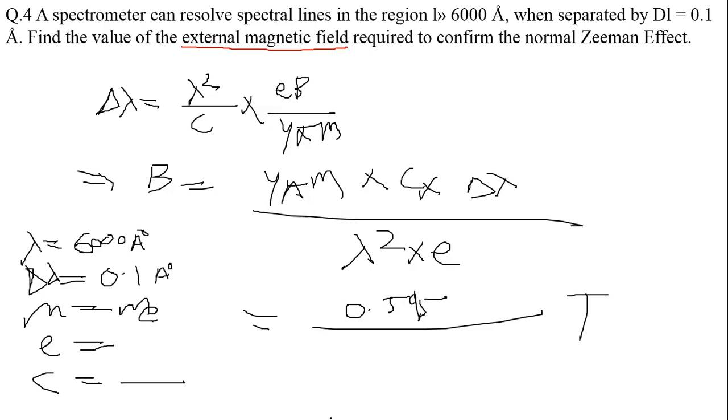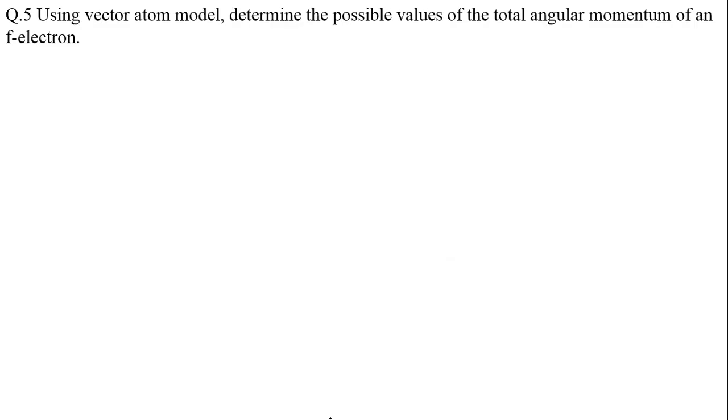0.595 Tesla. Like in the previous question, we had 0.2 Tesla and the splitting was 0.025 or 0.023 Angstrom. So here we found that to get a splitting of 0.1 Angstrom, we need a stronger magnetic field, that is around 0.6 Tesla. So we will come to the next question.